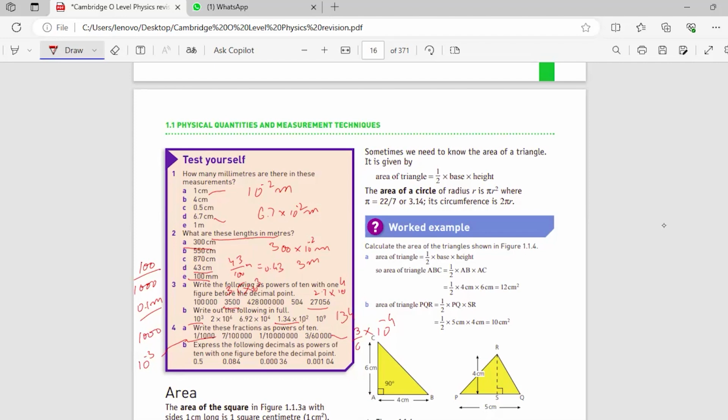Express these to one decimal place, that you will write as 8.4 into 10 to the power minus 2, as we are going to move the decimal towards the right. This will come 1.04 into 10 to the power minus 3.